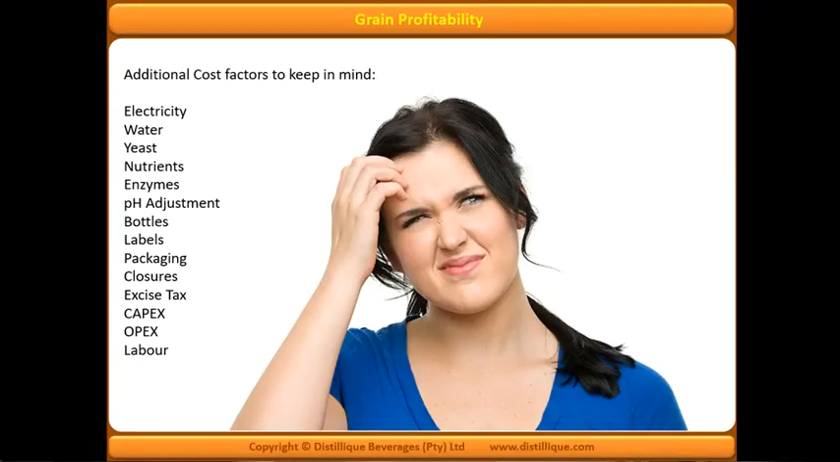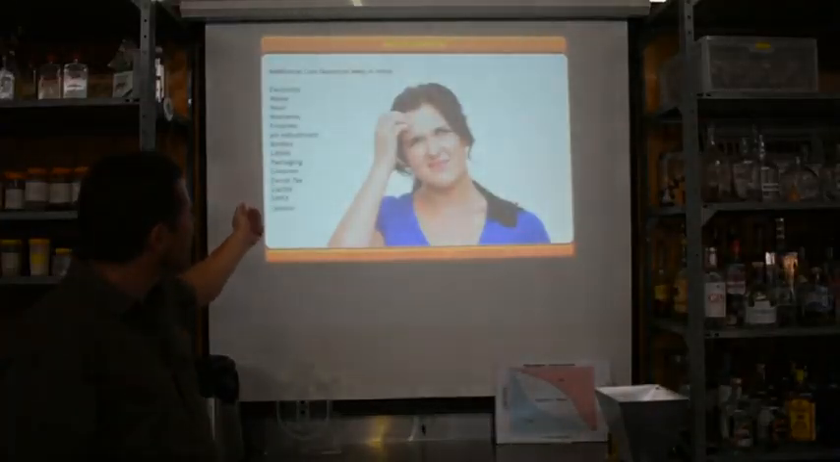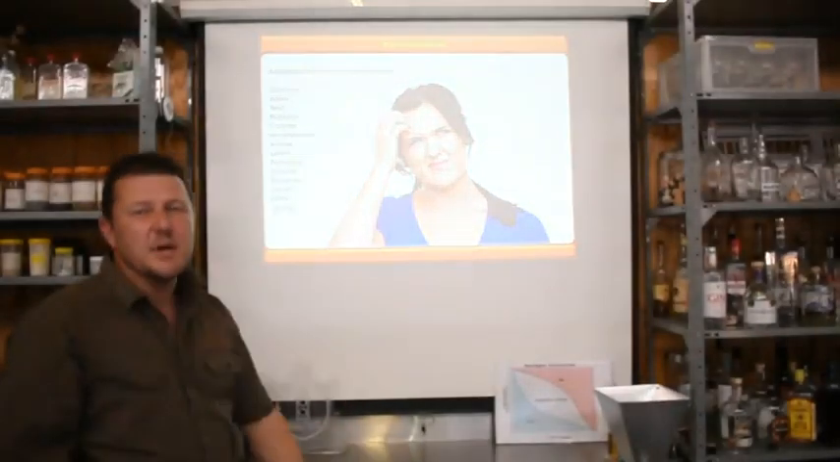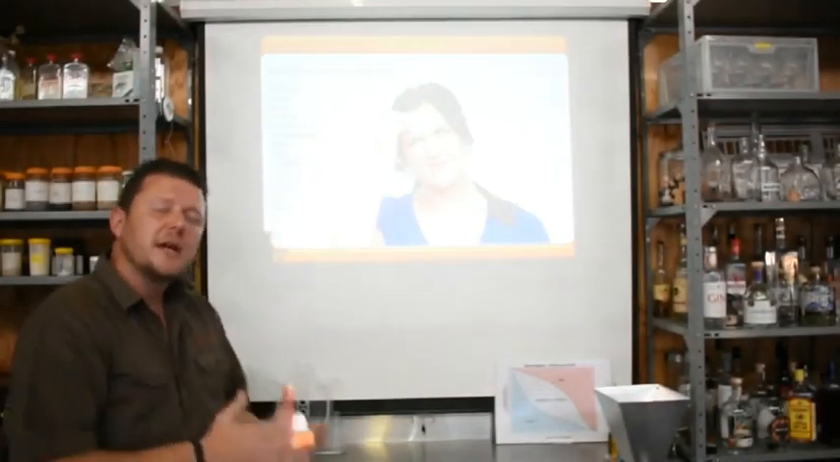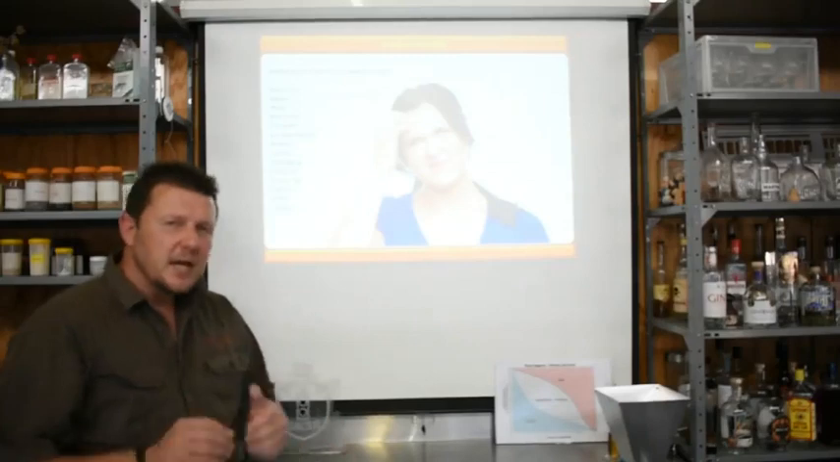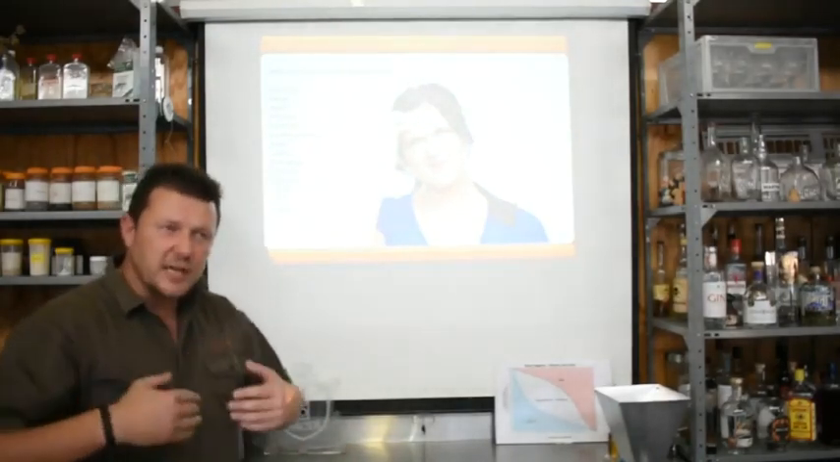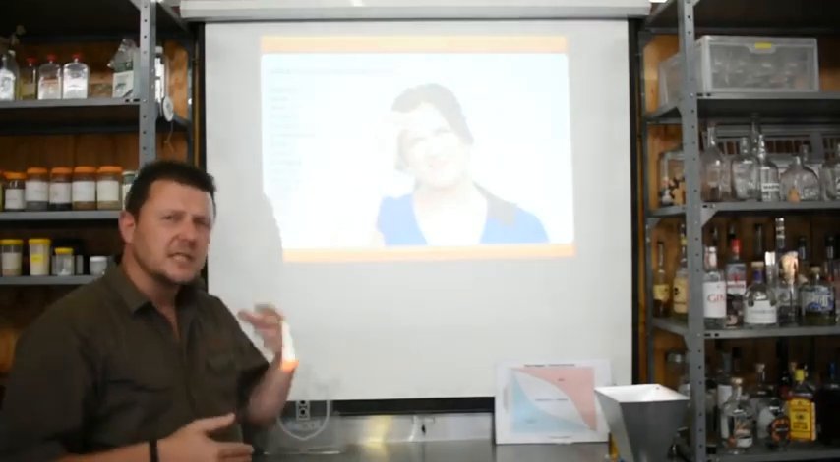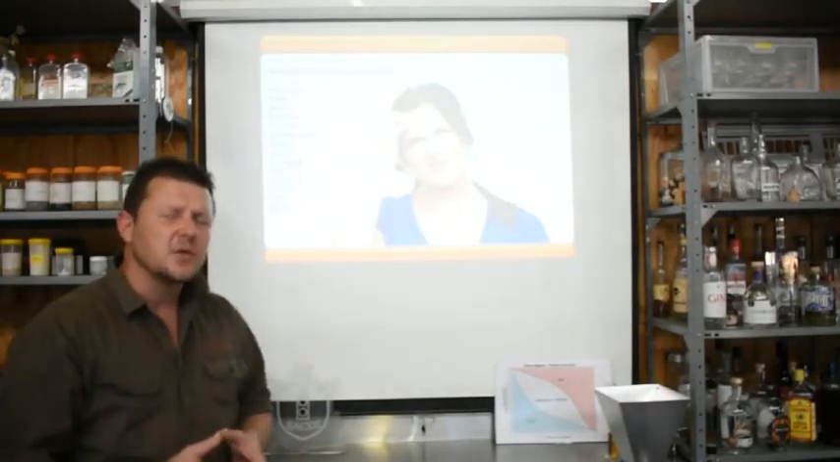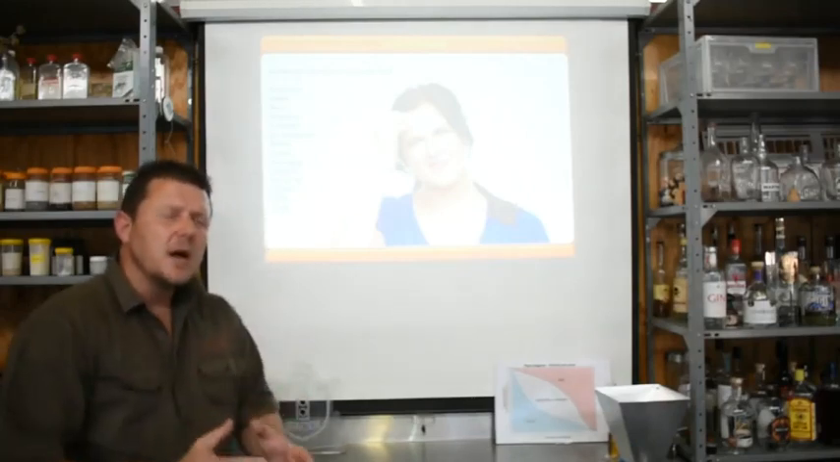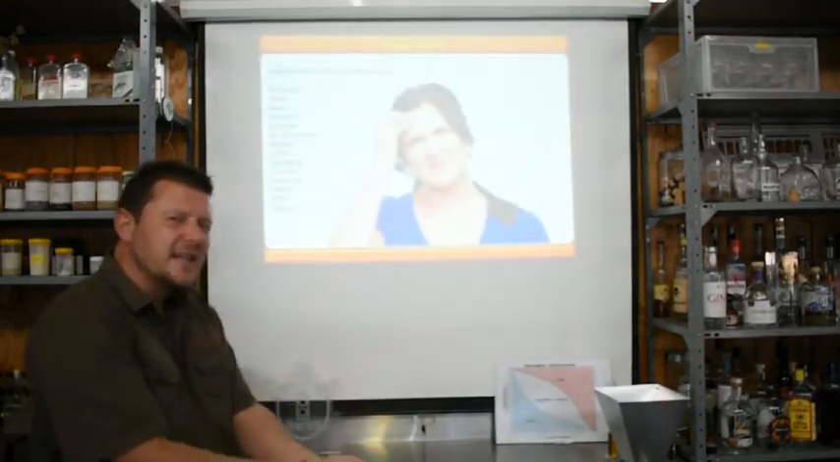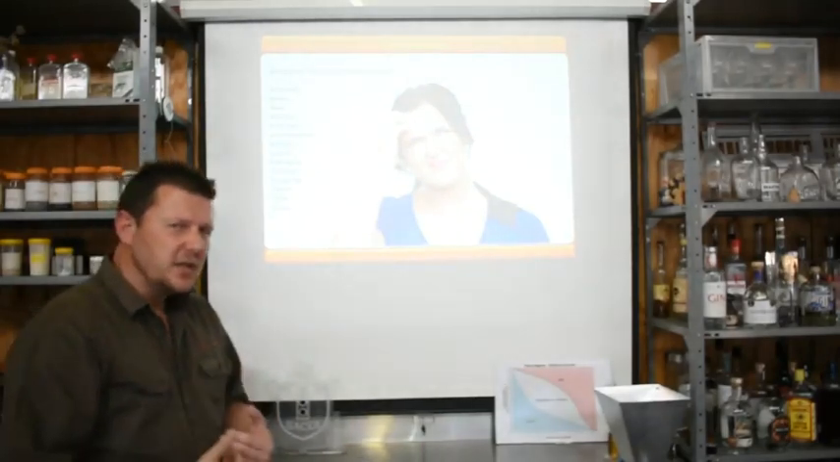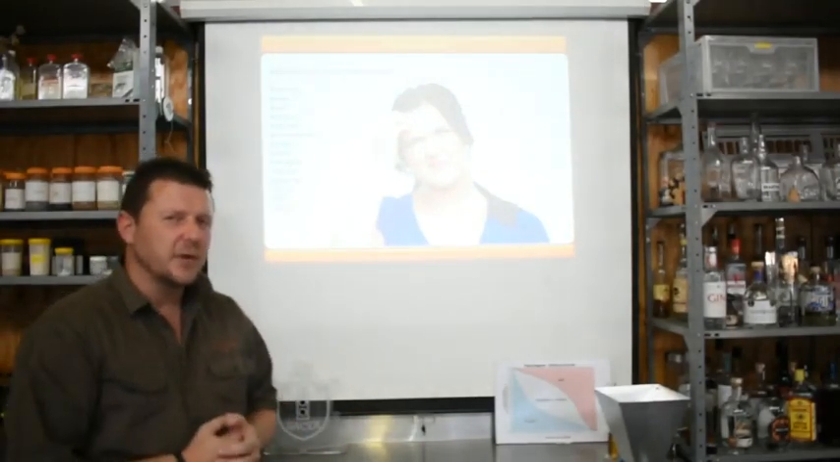Now, obviously there's a lot of costs involved to do this. There's electricity, water, yeast, nutrients, enzymes, pH adjustment, bottles, labels, packaging, closures, excise tax, capex, opex, and labor. All of these are production costs, and I'm not interested in that now. In our advanced business training, we go into quite a bit of depth in terms of feasibility studies and cash flow analysis. We can break this down to the cent, exactly what it's going to cost to produce the product. But I want to know how much money I will get from my grain instead of selling it as is. If I turn it into alcohol, how much money will I get for it?